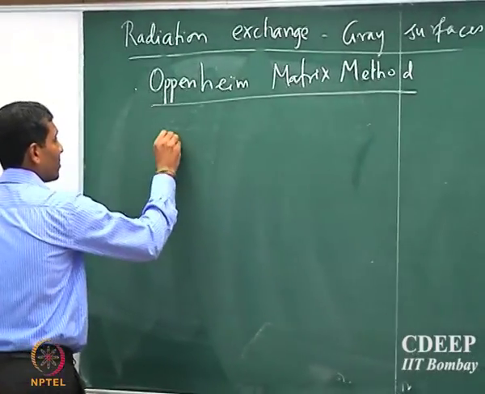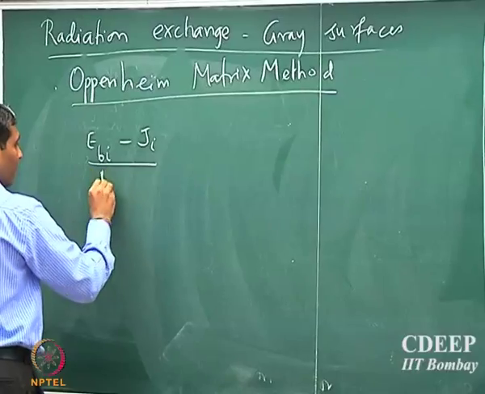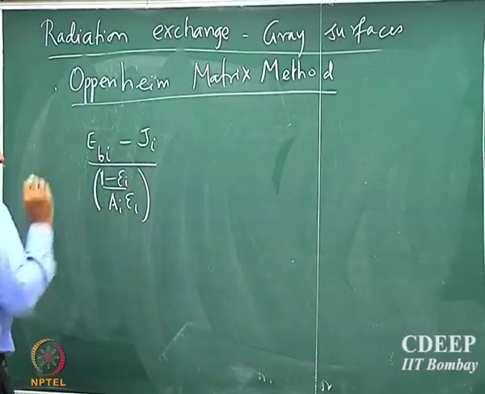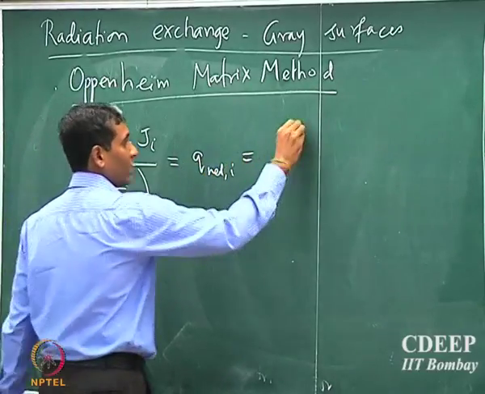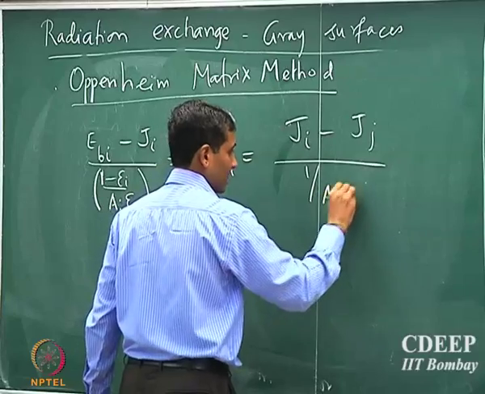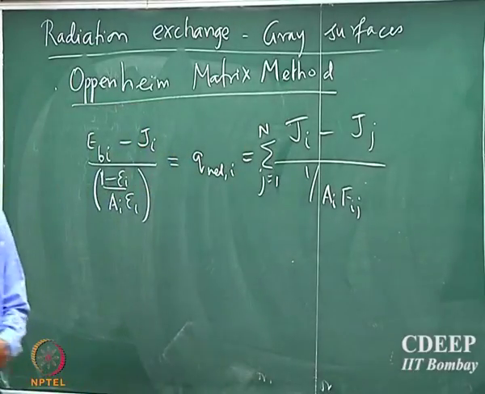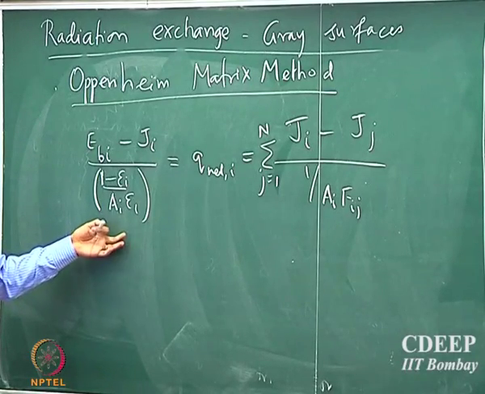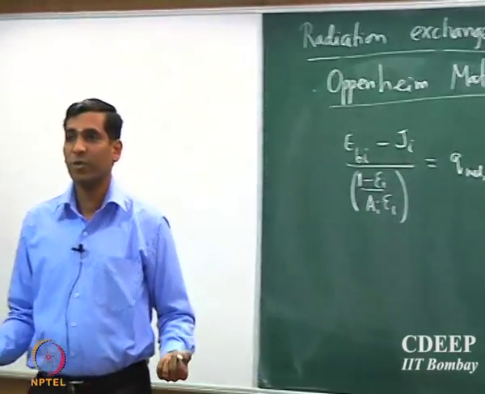So we have the energy balance. EBI minus JI divided by 1 minus epsilon I over AI epsilon I, that is equal to Q net I, equal to JI divided by 1 by summation over J. This is the emission from the surface with respect to its own properties, and this is the radiation exchange between that surface and all the other surfaces in the enclosure.